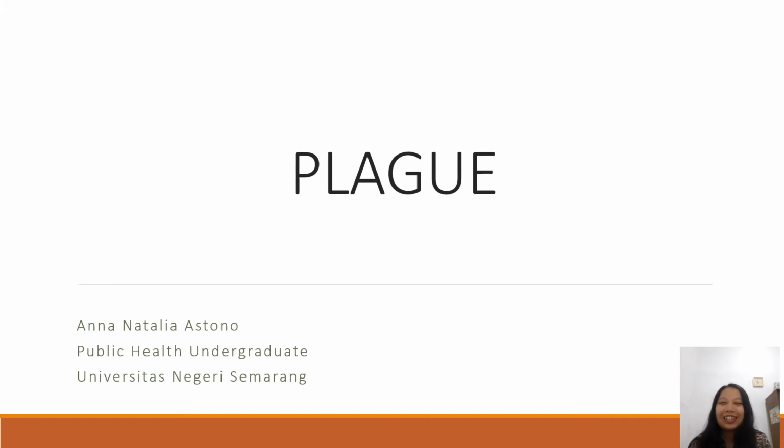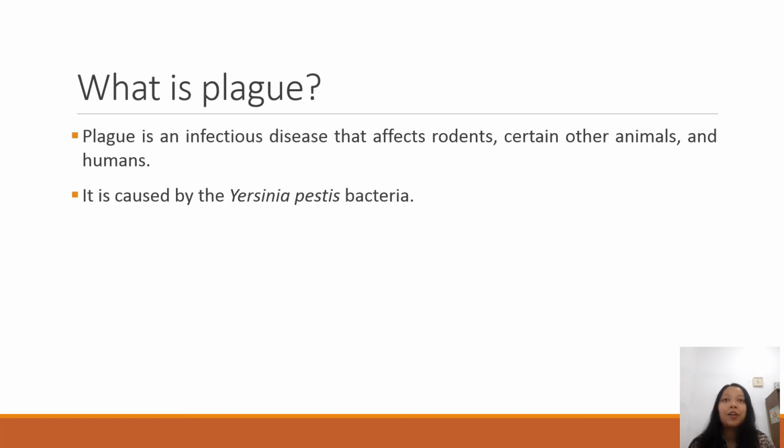In this video, I would like to explain about plague. It is one of the examples of arthropod zoonosis. So let's get started. Plague is an infectious disease that affects rodents, certain other animals, and humans. It is caused by the Yersinia pestis bacteria.